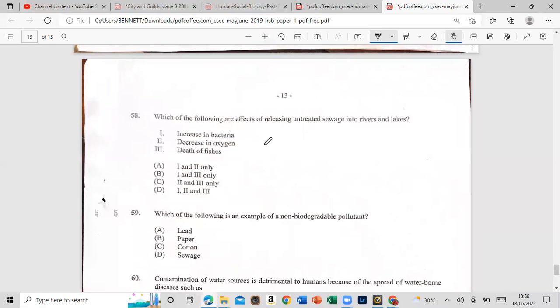Which of the following are effects of releasing untreated sewage into rivers and lakes? A, increase in bacteria, B, decrease in oxygen, C, death of fishes. And that is all 3. So that's 58. Which of the following is an example of a non-biodegradable pollutant? A, lead. B, paper. C, cotton. D, sewage. And that is lead. All right.